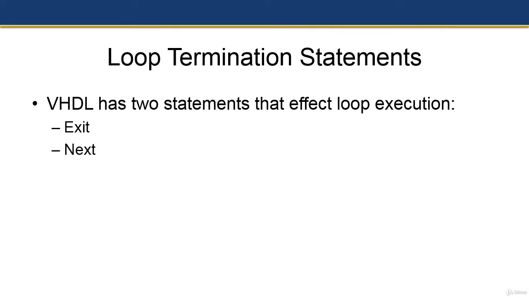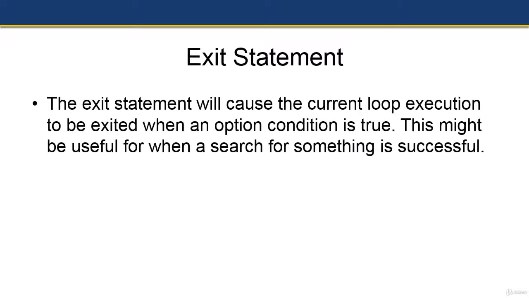VHDL provides for two loop termination statements, the exit statement and next statement. The first loop termination statement is the exit statement. This will cause the current loop execution to be exited when the option is true. This might be useful when a search is completed.